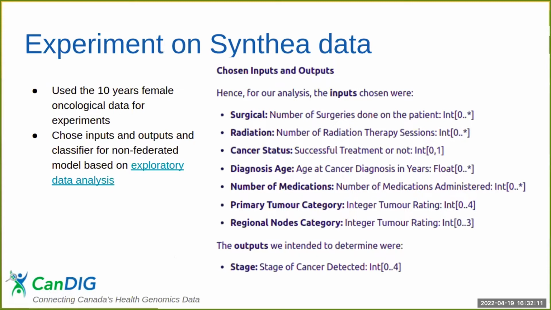For this experiment on the Cynthia dataset, we used the 10 years female oncological dataset provided by Cynthia. This hosts information about breast cancer patients and mentions things such as the stage of their cancer, their age, and the number of radiation sessions. We chose the inputs and outputs based on some preliminary exploratory data analysis. The inputs are mentioned here, and the output was chosen to be the stage of the cancer that was detected. So we did a non-federated experiment on this, and we did a federated experiment.